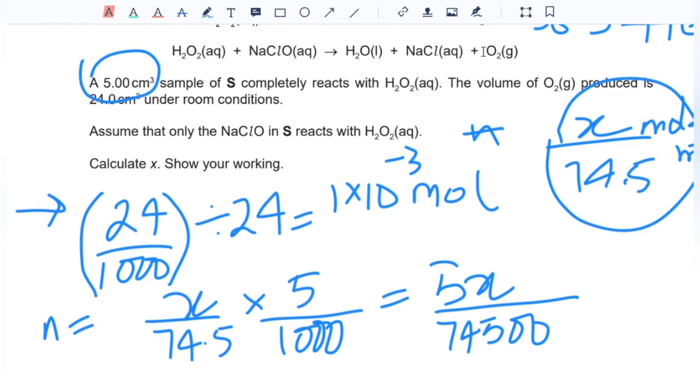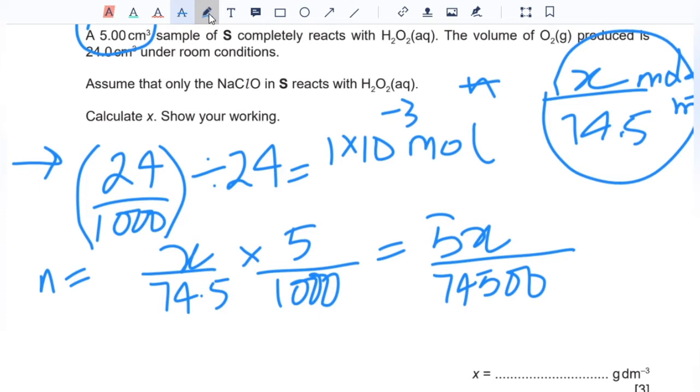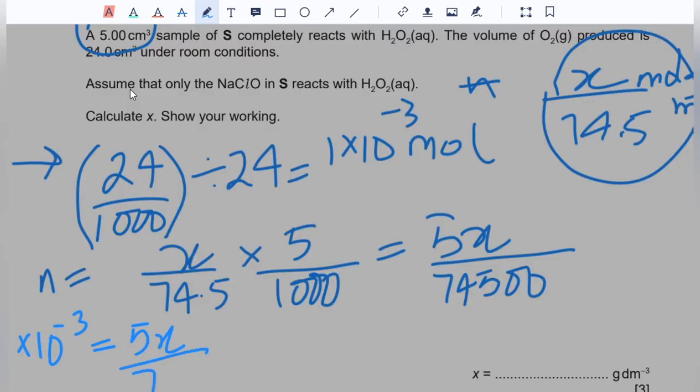Ratio given in the equation, 1 mole of sodium chlorate produces 1 mole of oxygen gas. That means this number of moles of sodium chlorate is going to produce an exact number of moles of oxygen. Now we don't know the number of moles of sodium chlorate, however we do know the number of moles of oxygen, which is 1 times 10 to the power of -3, which means that we can equate the number of moles of oxygen with the number of moles of sodium chlorate, and using this equation you'd be able to see that x is equal to 1 times 10 to the power of -3 multiplied by 74,500 and divided by 5, which is equal to 14.9. This is equal to 14.9 grams per dm³.